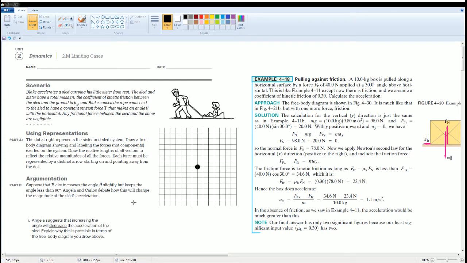Welcome to the AP Physics Workbook solution. Here we have Unit 2 Dynamics. The section is 2.m Eliminating Case.